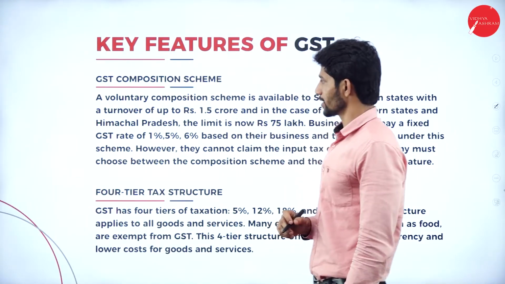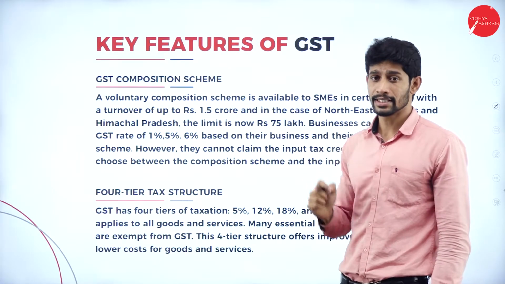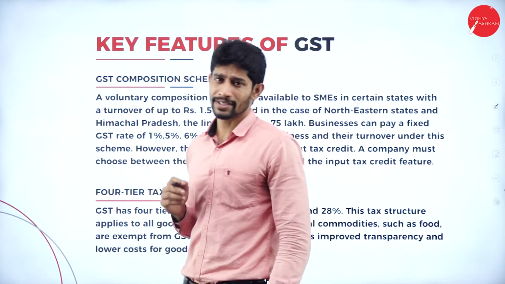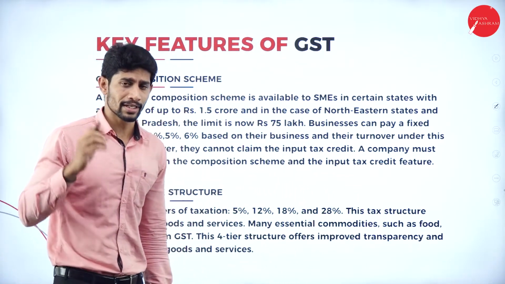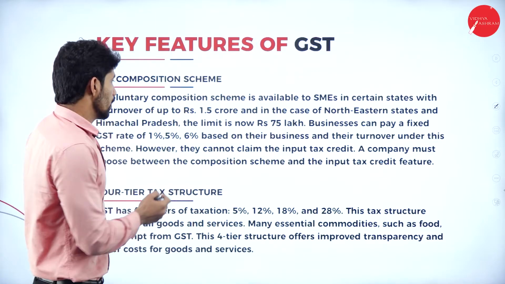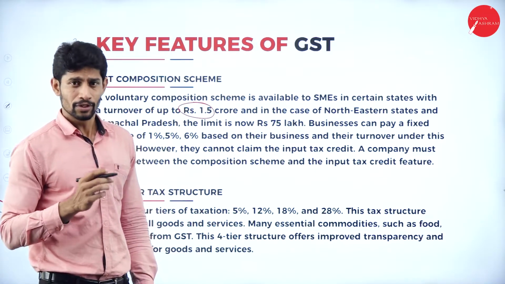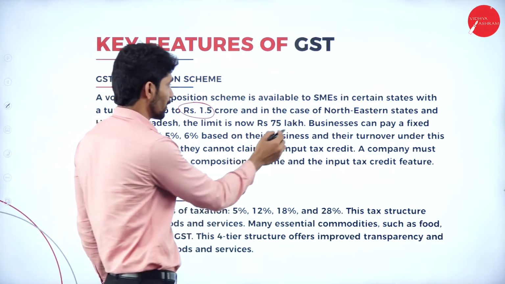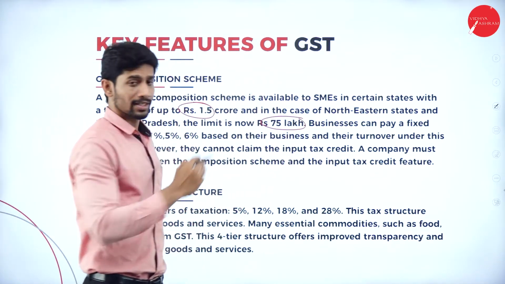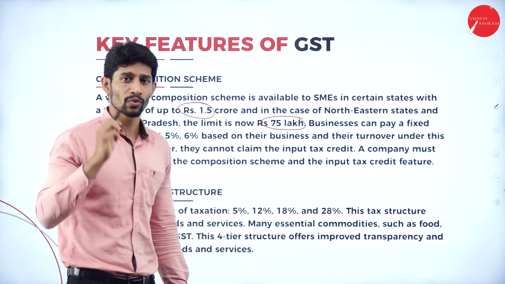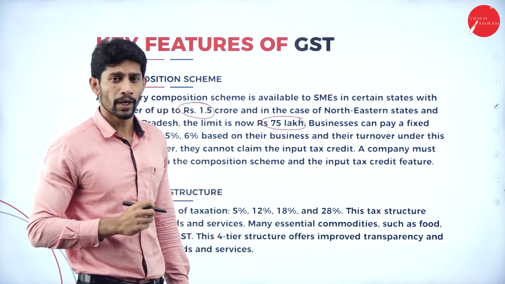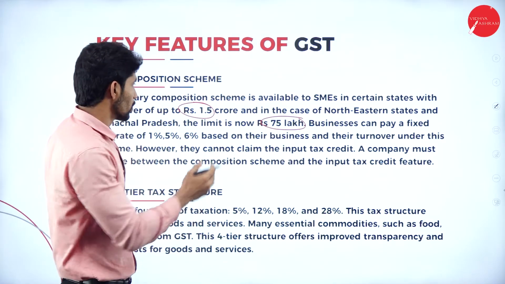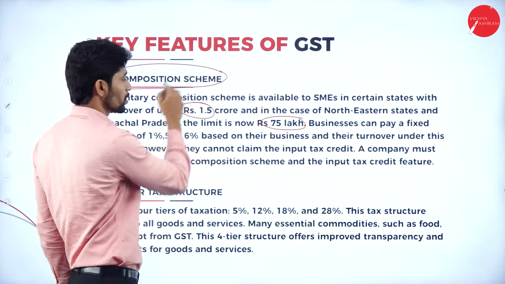Next one, GST composition scheme. It's all about the scheme introduced for small business entities. If any person is running a small business whose total turnover is less than 1.5 crore in a financial year, or 75 lakh for northeastern states, they will be eligible for this composition scheme.